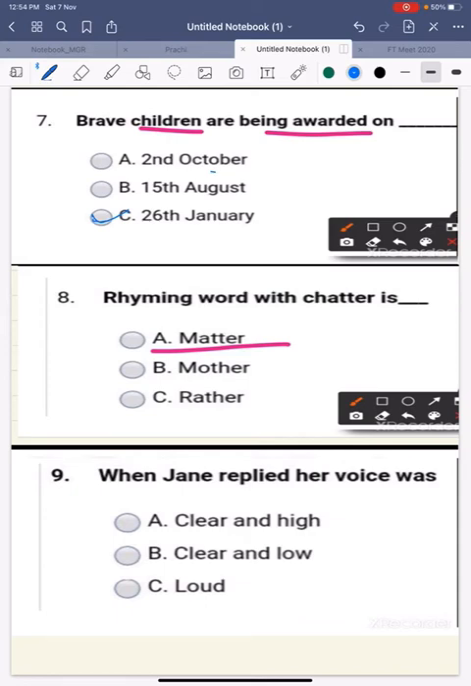Then next question is rhyming word with chatter. What is the rhyming word that goes with chatter? Matter, mother, rather. So the right answer is here matter. Next question. When Jane replied, her voice was clear and high, clear and low, or loud? Yes, the answer is clear and low.